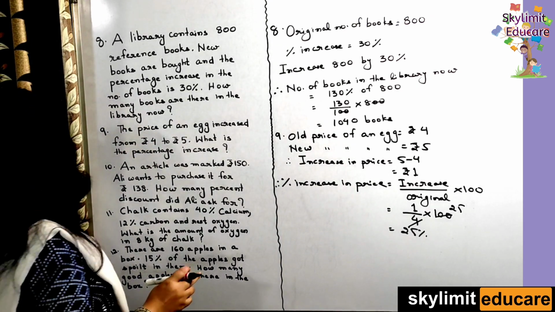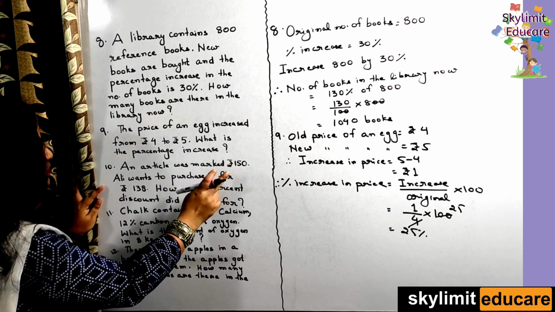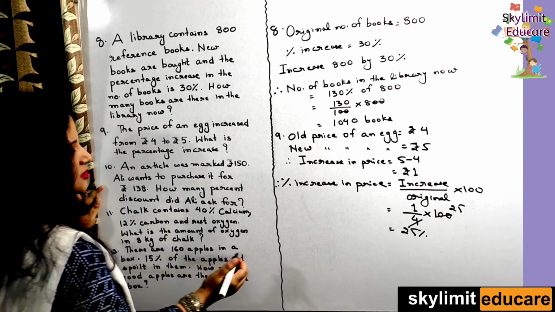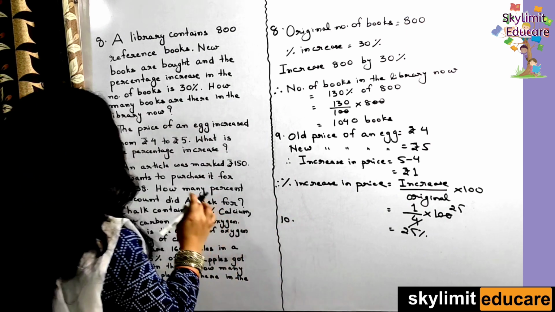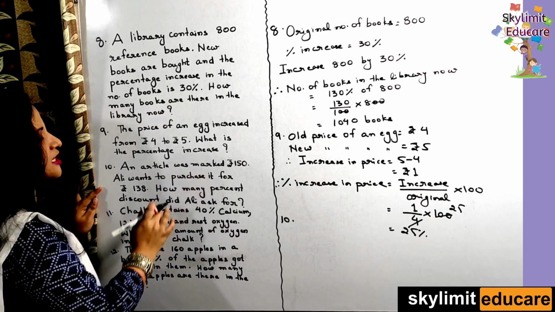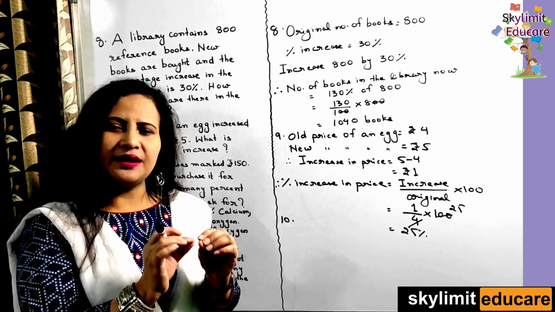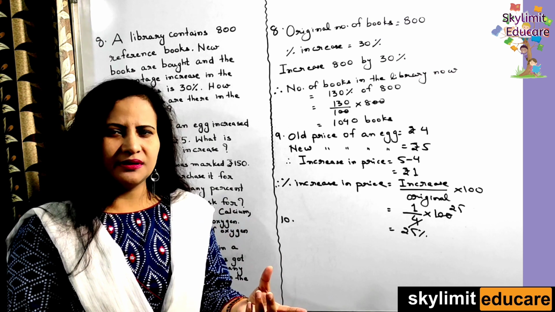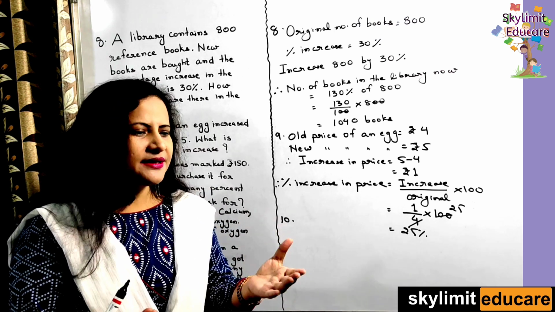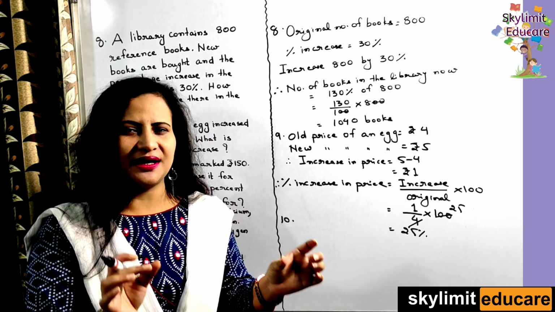Clear? Now let's come to the next question, that is question number 10. An article was marked rupees 150. Ali wants to purchase it for, that means what, students? Marked price of an article is the price or the label which is put on an article. Whenever you go to any shop, you see that every article has a labeled price. So that is called the marked price of that article.